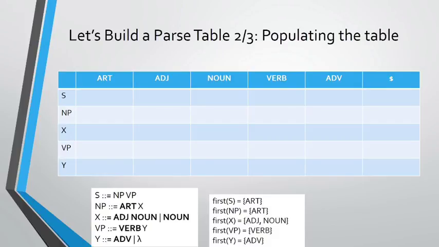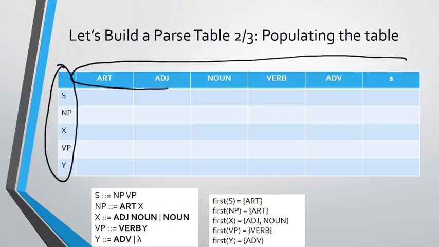Okay, so let's build the parse table. The process of populating it is not complex, but we do need to understand the way the table is set up. So again, down the first column, or here on the left side, we've listed all the non-terminals in the grammar. So these are symbols that need to be expanded. Along the top of the table, we have listed the terminal symbols in the grammar. These are things that we expect to see in the input.